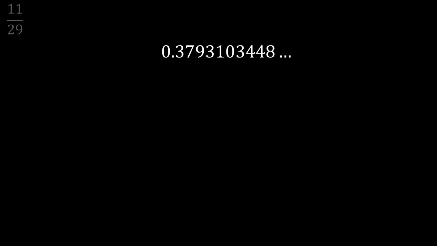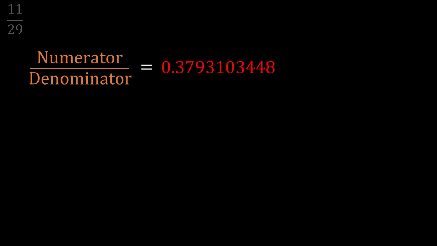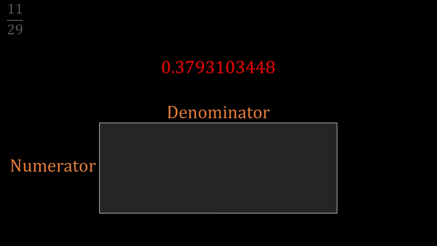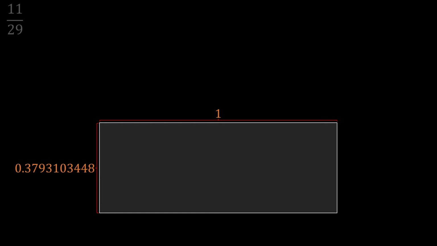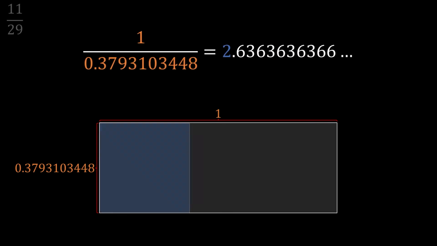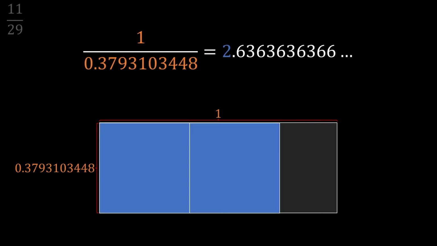The fraction we're looking for is some numerator divided by some denominator. Let's make a rectangle whose side lengths are proportional to that numerator and denominator. All we can do for now is make the numerator equal to the decimal expansion and the denominator equal to 1. Now we're going to see how many squares of side length 0.379 can fit into that rectangle. To find this, we can divide 1 by the decimal, and we get 2 with roughly 0.63 left over.